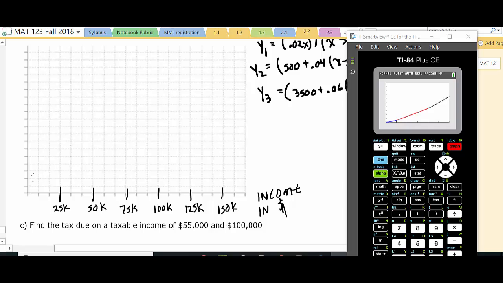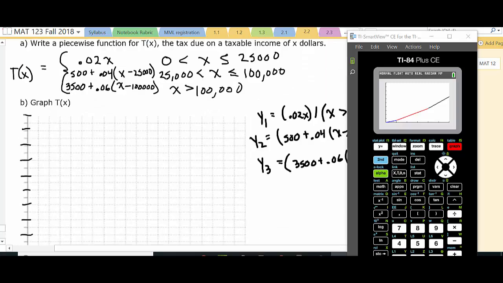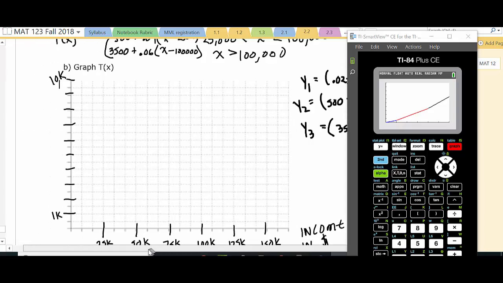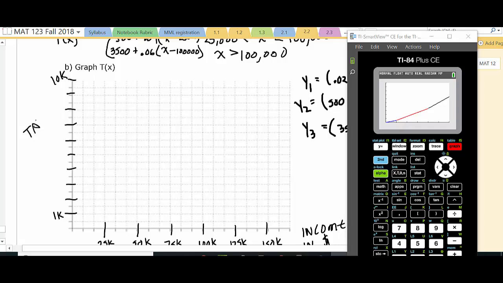So let's go, every 2 would be 1,000. So that would be 1K, 2K, 3K, 4, 5, 6, 7, 8, 9, 10. You can scale it however you want to. That's just kind of logical to me. So that'll go all the way up to 10K like that. Now what you would write is this would be your taxes in dollars. So you always got to label what everything is. Now, we're going to get an accurate graph. I don't want you to just throw something on there.